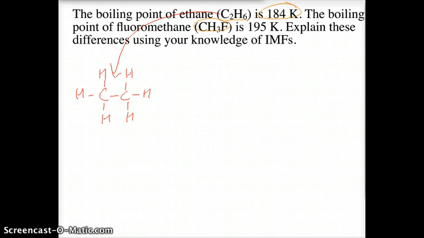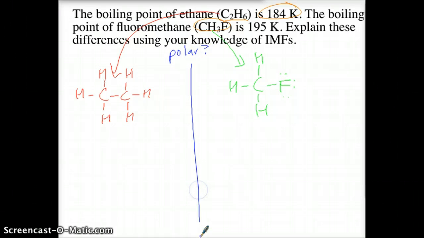And the Lewis structure for fluoromethane would be CH3 with the fluorine on one side. Again, it doesn't matter where the fluorine is, it's just on one side of the carbon. So we have to ask ourselves, polar or not? Well, this molecule is symmetrical, and all the atoms are equivalent.